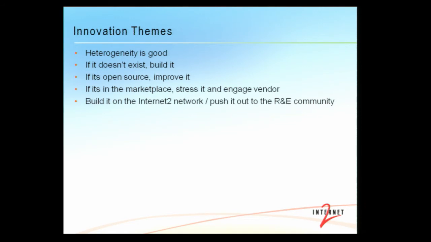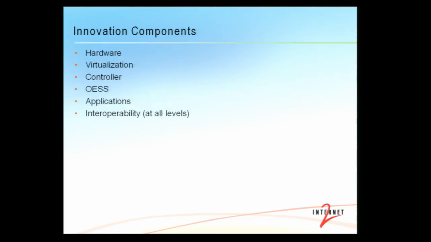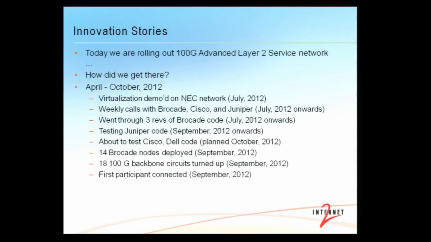We have weekly meetings with the engineering teams at Brocade, at Juniper, at Cisco, etc. And we're running test suites against their early code, giving them feedback on the functionality that seems to be missing, and working very closely with them. Next slide. We're also thinking about what's happening at the hardware layer, what's happening at the virtualization layer, and what about the controller. OESS is our name for the software that sits above the controller, the applications, and then interoperability in general. Next slide.